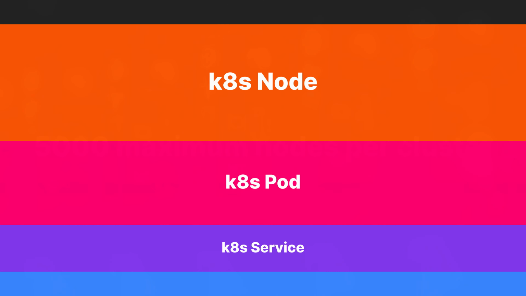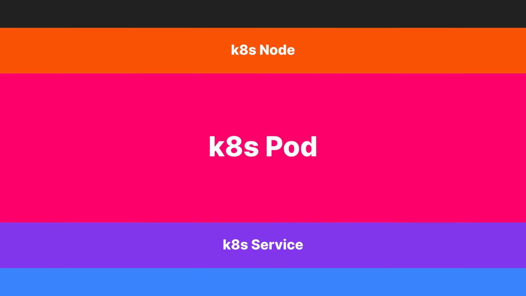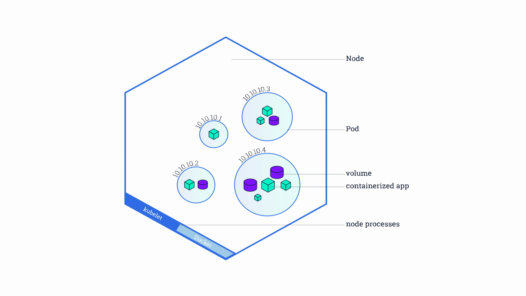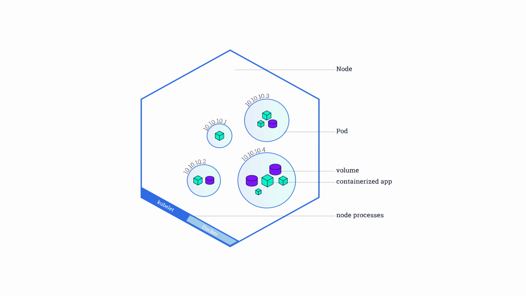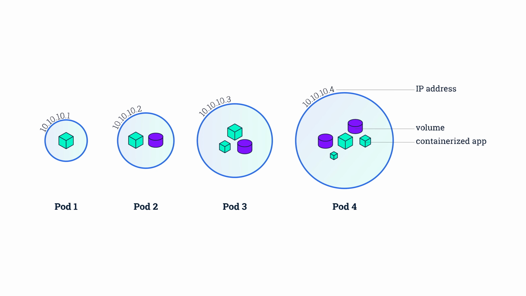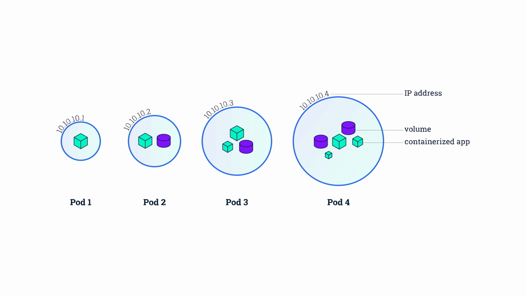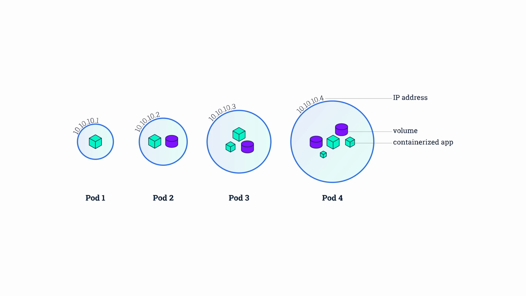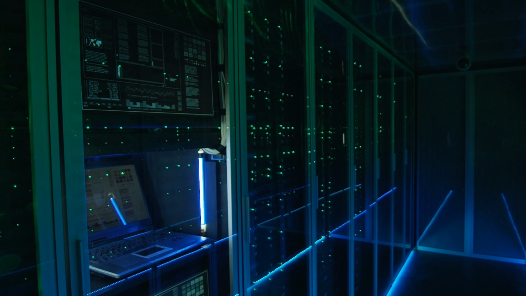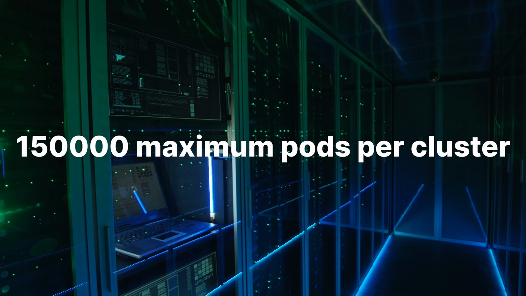Next, we have pods. Pods are the smallest and most basic unit of an application that you can deploy and manage within a cluster. They're comprised of one or more containers that share the same local host network. Pods are ephemeral by nature, and if a pod fails or gets terminated, Kubernetes will automatically create a new pod to replace it, ensuring that the desired state of your application is always maintained. Kubernetes has a limitation of no more than 150,000 pods per cluster.